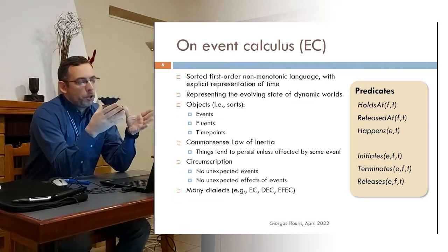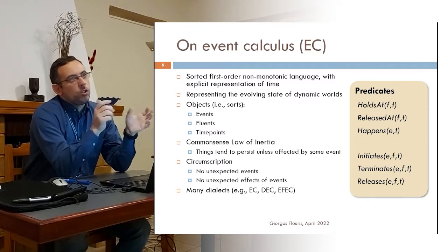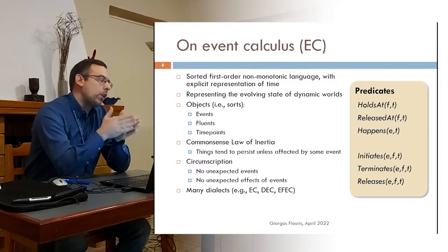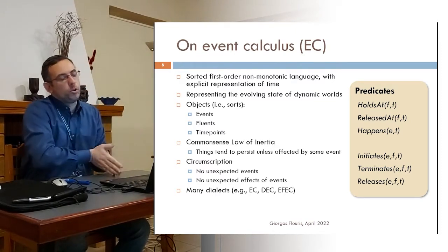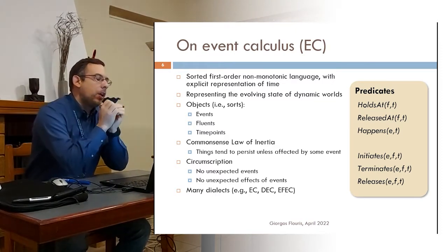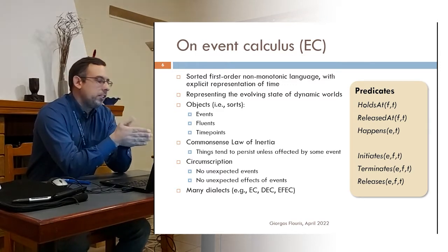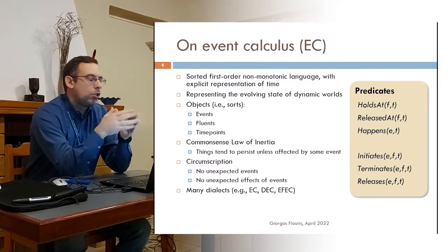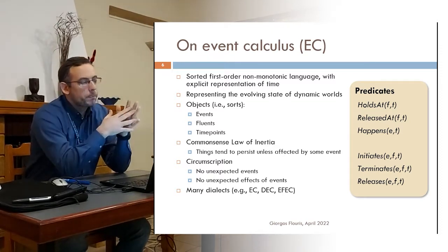And we also have time points, which allow us to model the passage of time, usually in a discrete manner. So we have time point 1, time point 2, time point 3, etc. There is also the common sense law of inertia, which means that things tend to persist unless they are affected by some event. So only events change the status of the world.